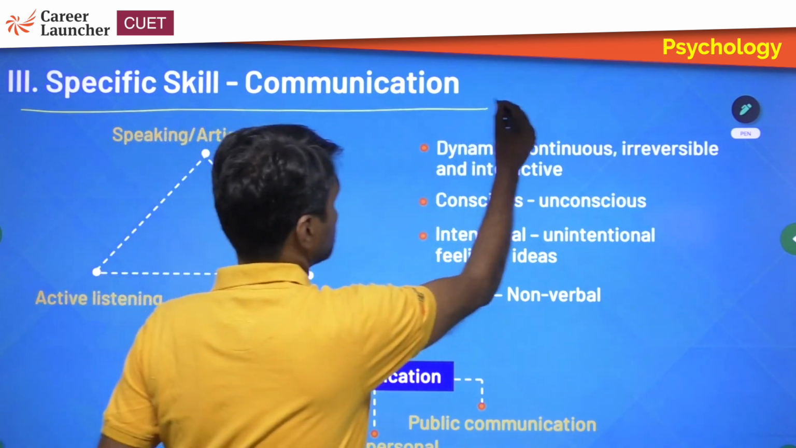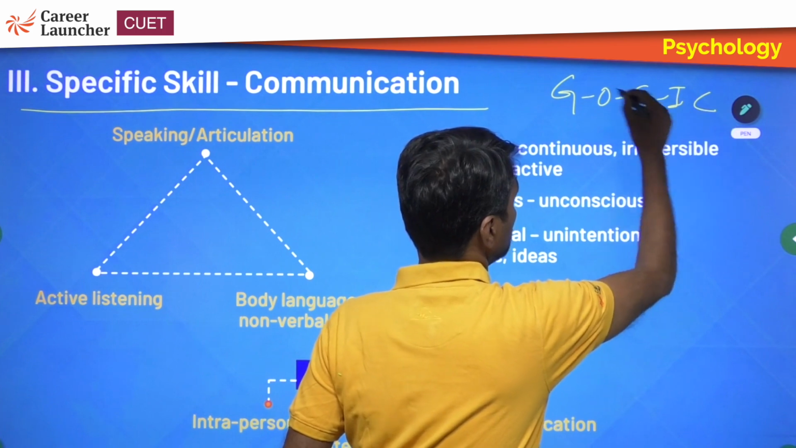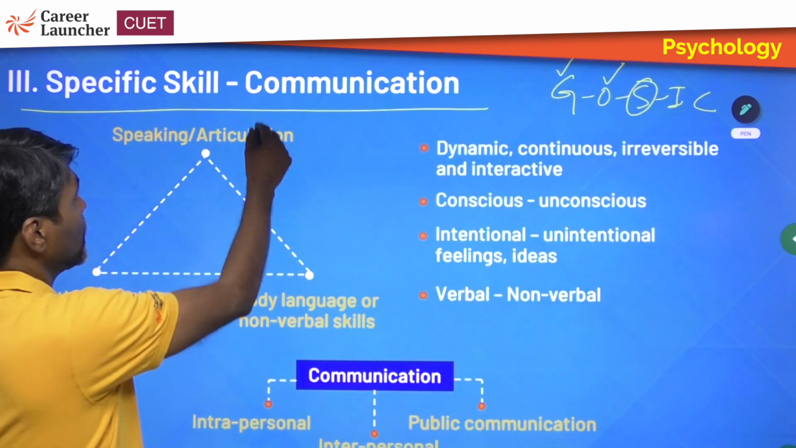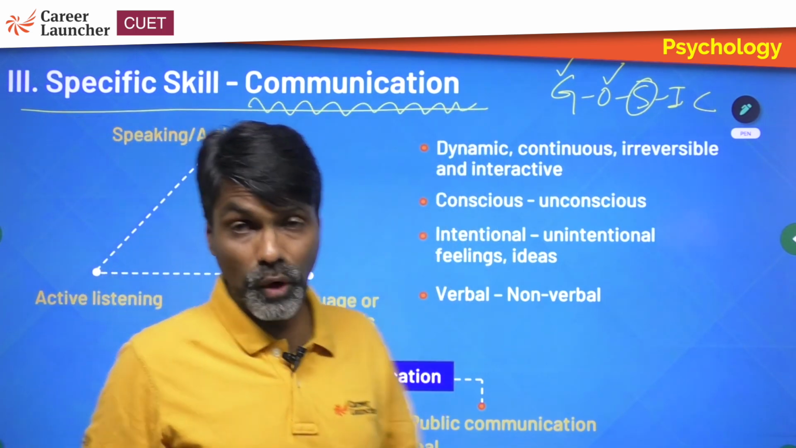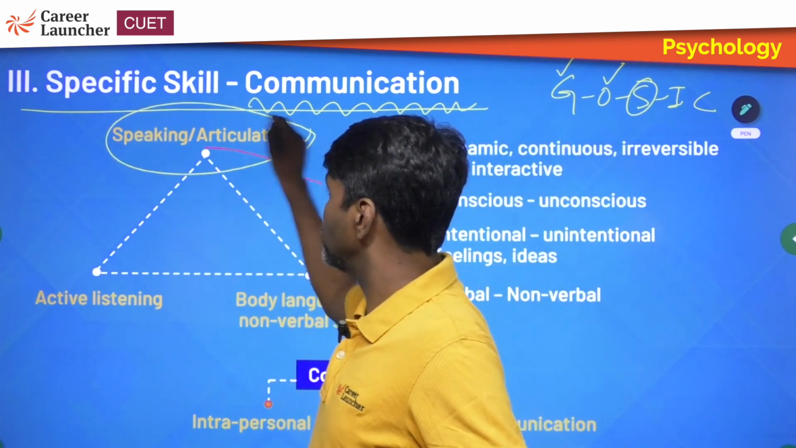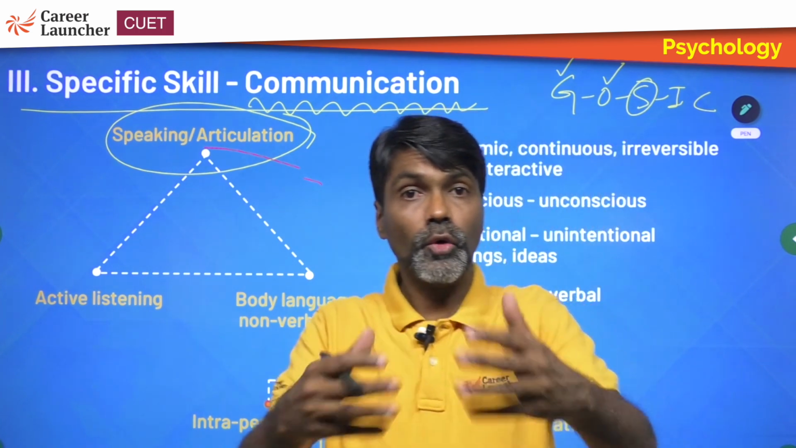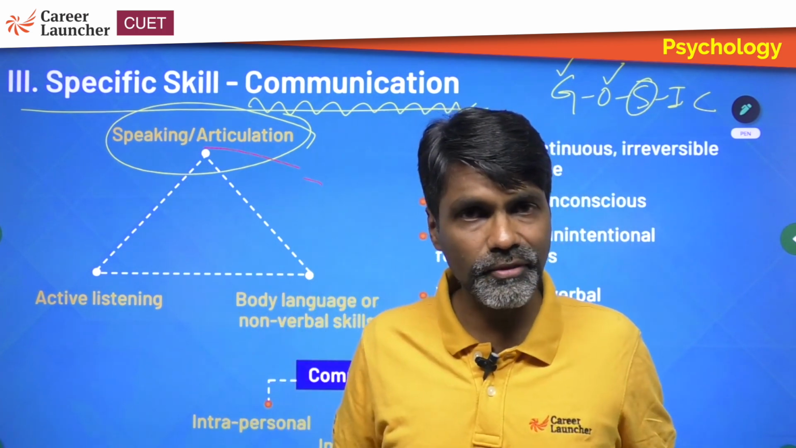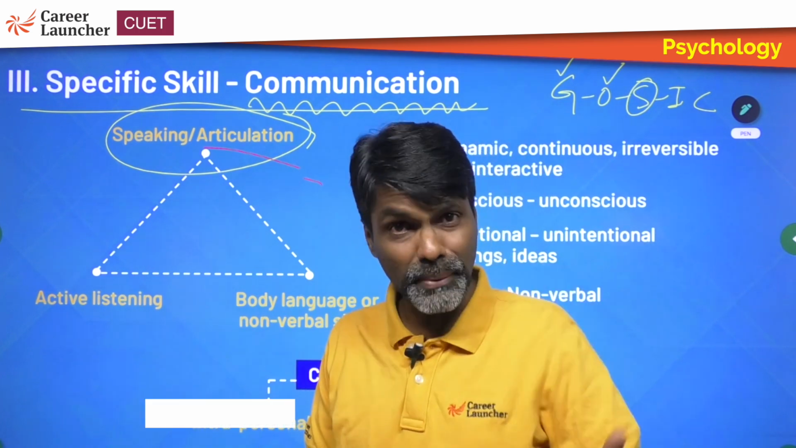Number 3. Remember we spoke about GOSIC, we have covered O, we have covered G, now we are talking about the specific skill. One of the important specific skills is communication. What is communication? We always think communication is speaking. उसको हम articulation भी नहीं बोलते हैं. It almost is verbal diarrhea. I have to just vomit what I have, and that's communication. No, that's not even speaking. That could just be blabbering.